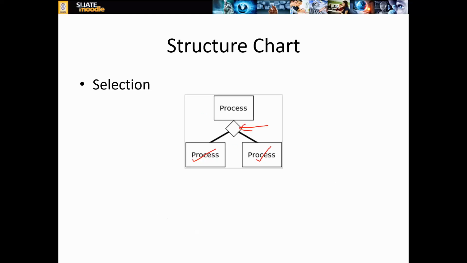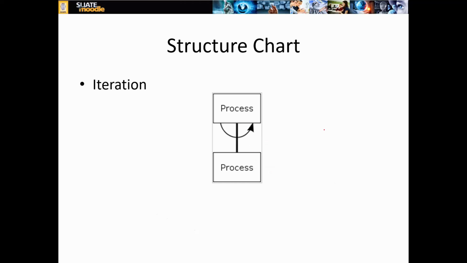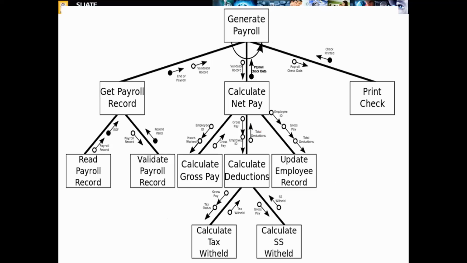selections තියෙනවා නම් structure chart එකේ මේ විදිහට තමයි ඒක represent කරන්නේ. iterations තියෙනවා නම් මේ විදිහට represent කරන්න පුළුවන්. මෙතනින් අදහස් කරන්නේ මේ process එක iterate වෙනවා කියන එක. ලොකු උදාහරණයක් දීලා තියෙනවා, මේක හැමෝම බලන්න, පස්සේ කොහොමද මේකේ data ටික flow වෙලා තියෙන්නේ කියලා.